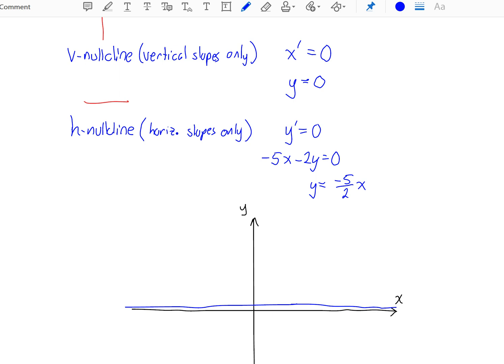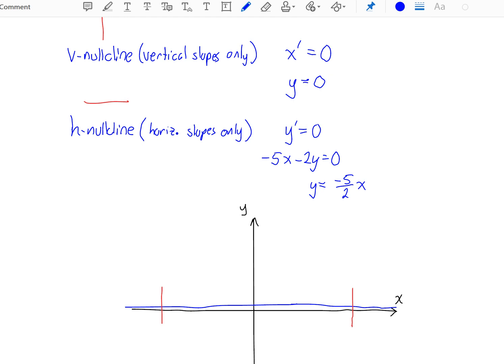And on this x-axis, we're expecting to see vertical movement only. So I'm going to represent that with a vertical line segment. I still have to determine, is my vertical movement up or down? But for now, I know that they are vertical.